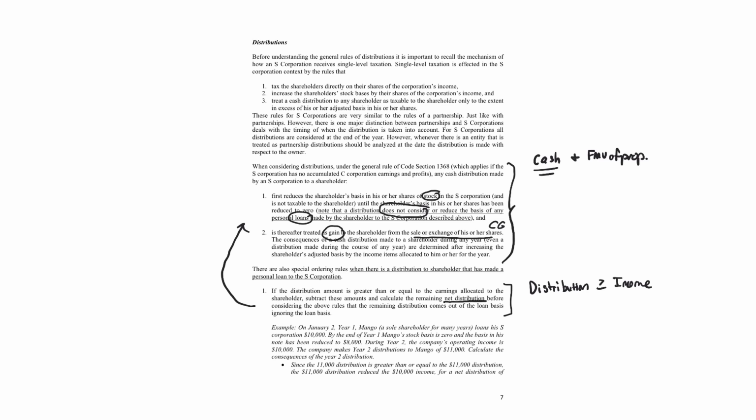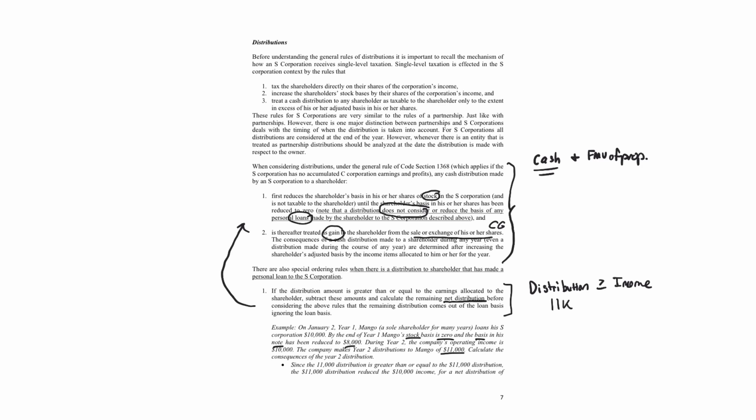On January 2nd, year 1, Mango, who's a sole shareholder, loans his S corporation $10,000. By the end of year 1, the stock basis Mango has is 0, and the basis in the loan or note is $8,000. During year 2, the company's operating income is $10,000. The company makes year 2 distributions of $11,000. Calculate the consequences. So the distribution in this example is $11,000.